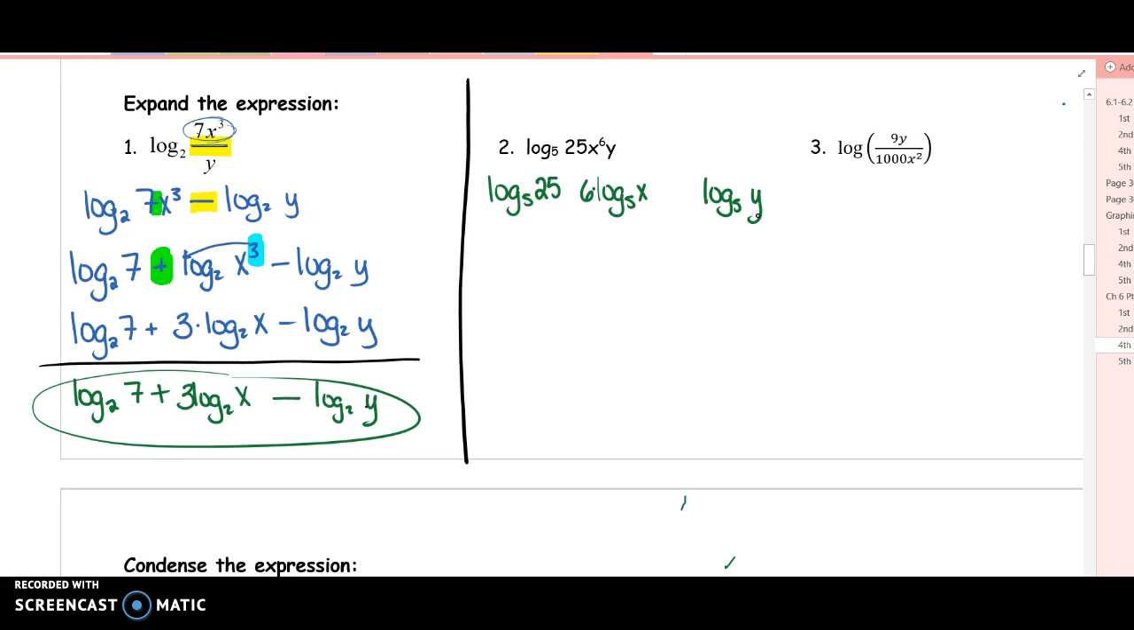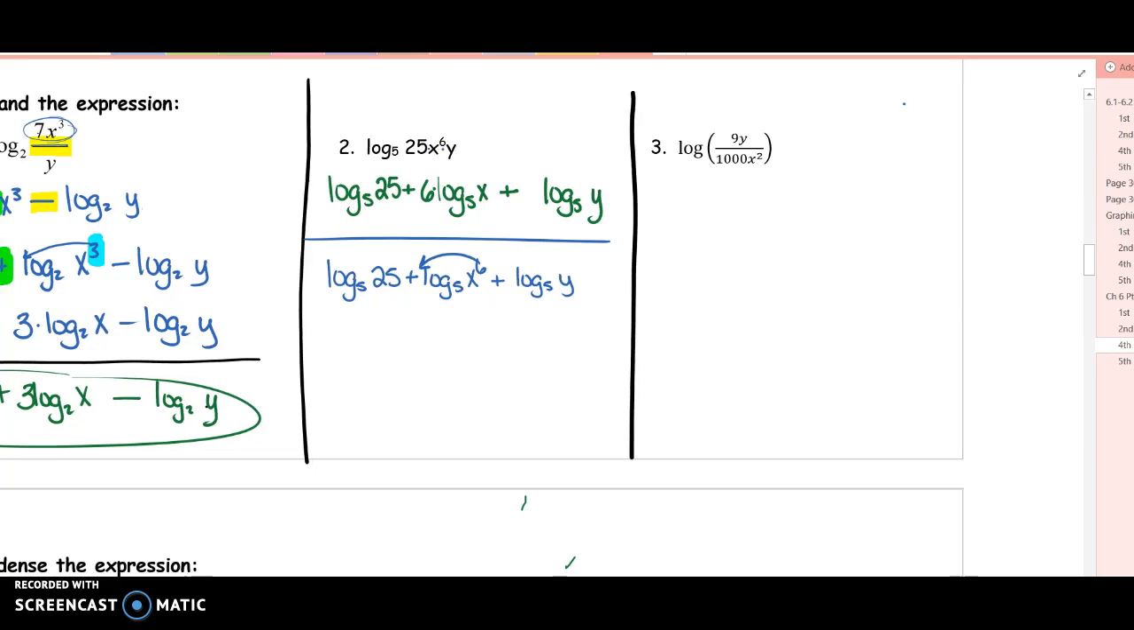Now these are all multiplication, these are all on the top, there is no bottom, so these are all connected with plus. Okay, the long way would be to do this step by step, to start by saying there's multiplication in between all of these. So we write log base 5 of 25 plus log base 5 of x to the 6th plus log base 5 of y. And then you have to look in that list and see, is there anything else that we can do? This exponent of 6 needs to go in front, and that would give us our final answer, which is already written in green.